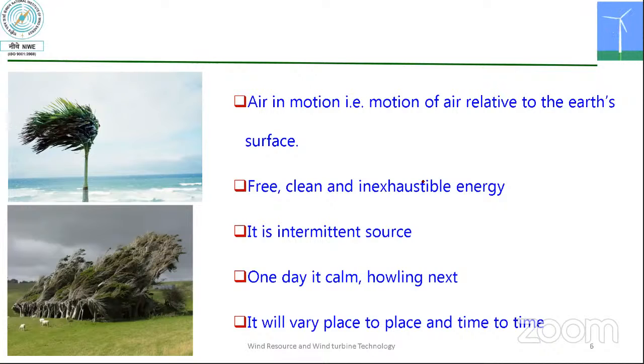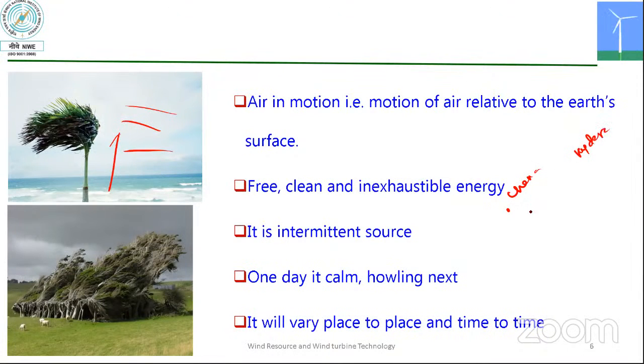I don't know how many of you have heard. In case we are nearby the seashore, just look at this picture, how the wind is blowing. The wind is coming from this direction. When you are standing there, you may hear the howling sound. So wind energy is a variable generation, variable in nature. Variable nature means it will vary from place to place. Where you are standing here, where I am in Chennai, you are in Hyderabad.